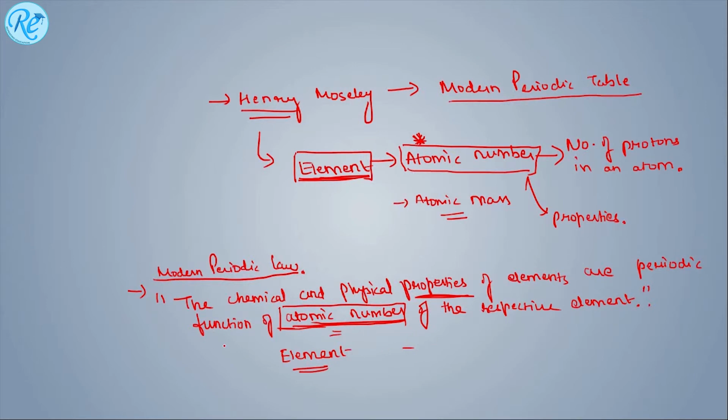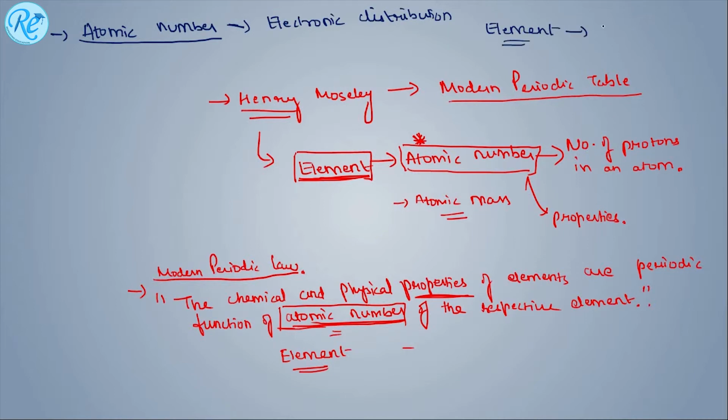Now next, before looking at the modern periodic table, there are certain terms that you need to know. First of all, what you already know is the atomic number. When we speak of atomic number, one term that is very important is electronic distribution. What we know is that an element is neutral. It does not have any charge. So because it is neutral and atomic number is the number of protons, an element will have an equal number of electrons as well.